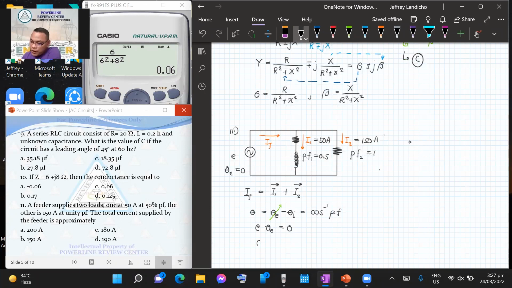So the power factor angle or the phase angle of your current, it is always equal to plus minus arc cosine of your what? Power factor. So kailan siya positive? Positive yung angle ni current kung ang power factor is ano? Leading. Negative ang angle ni current kung ang power factor is what? Lagging.